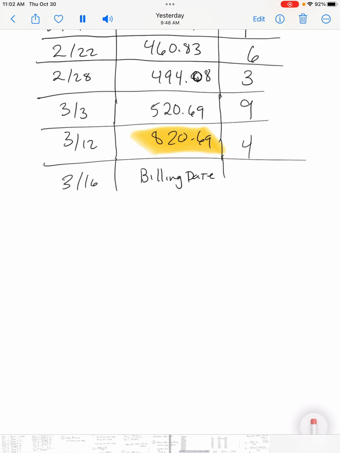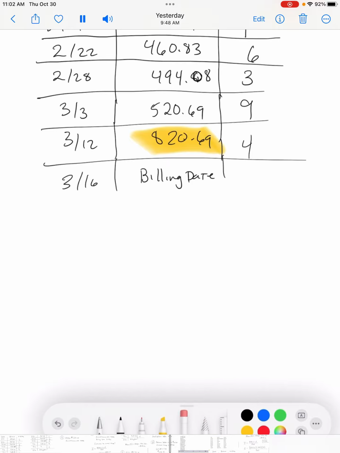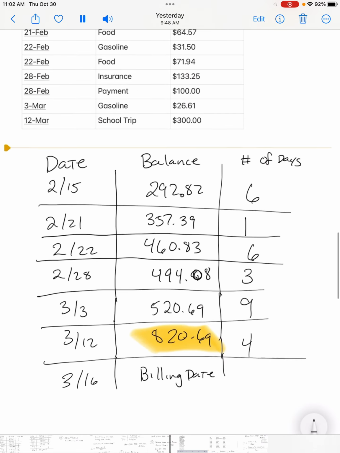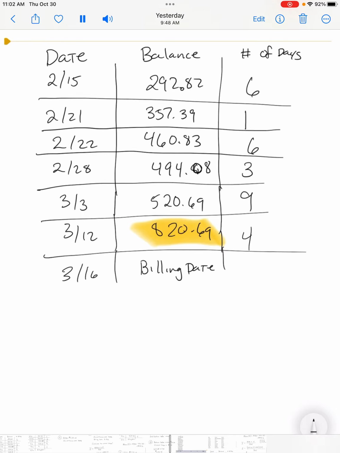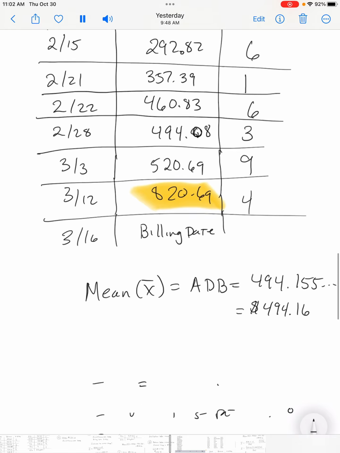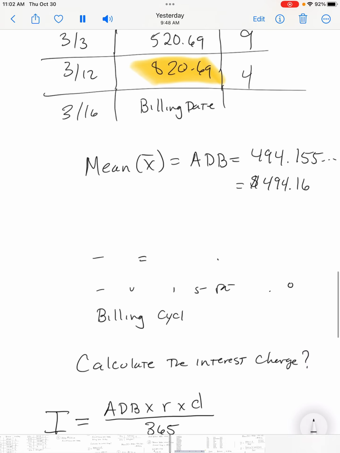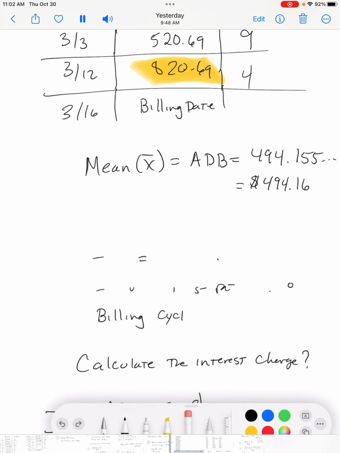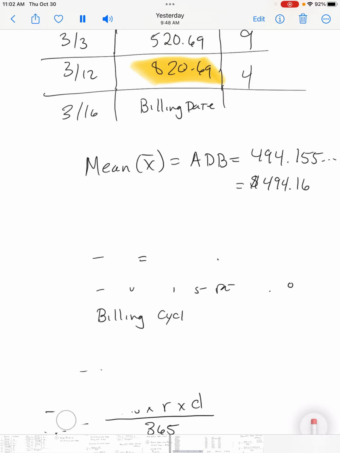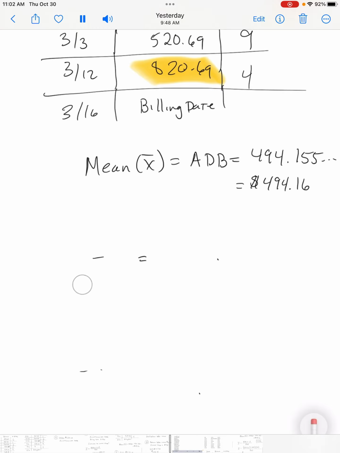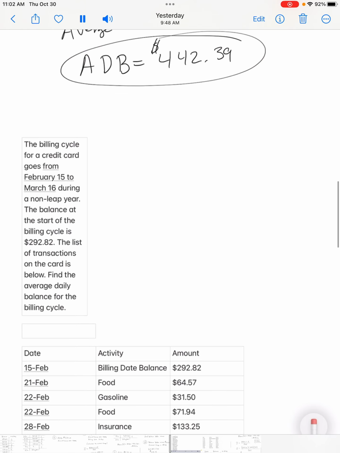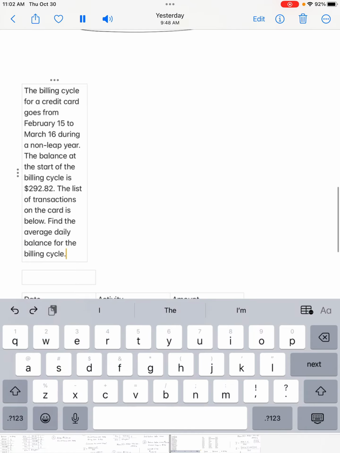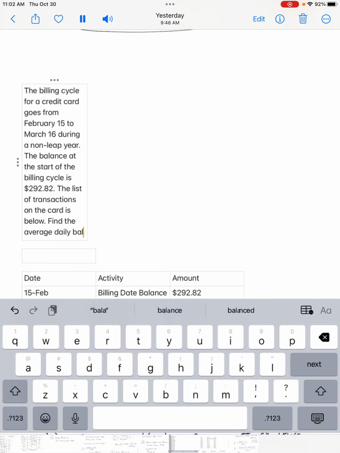So the question says, determine the balance due at the end of the billing cycle. So if our question was a little bit different. I erased too much. I did not mean to erase the average daily balance. Okay, so let's suppose up here, our question was not to find the average daily balance.